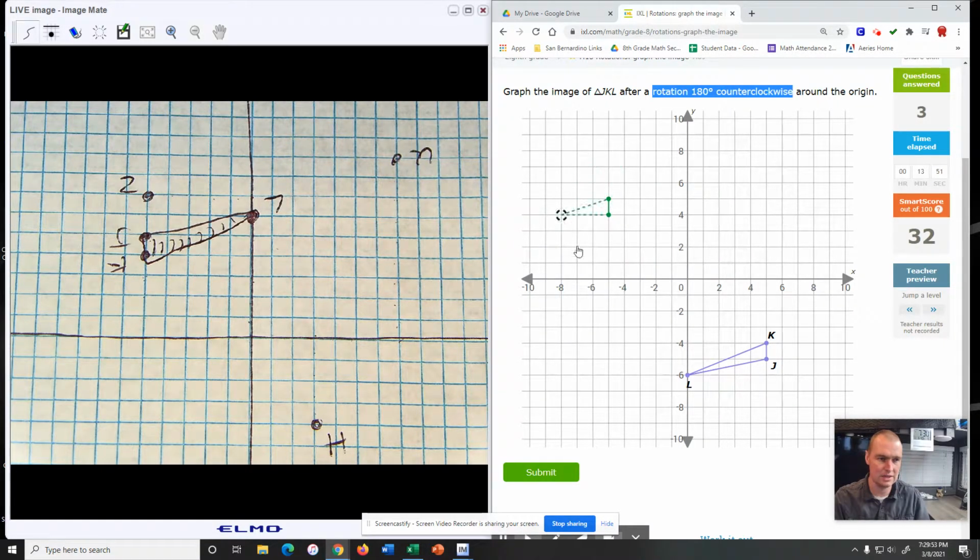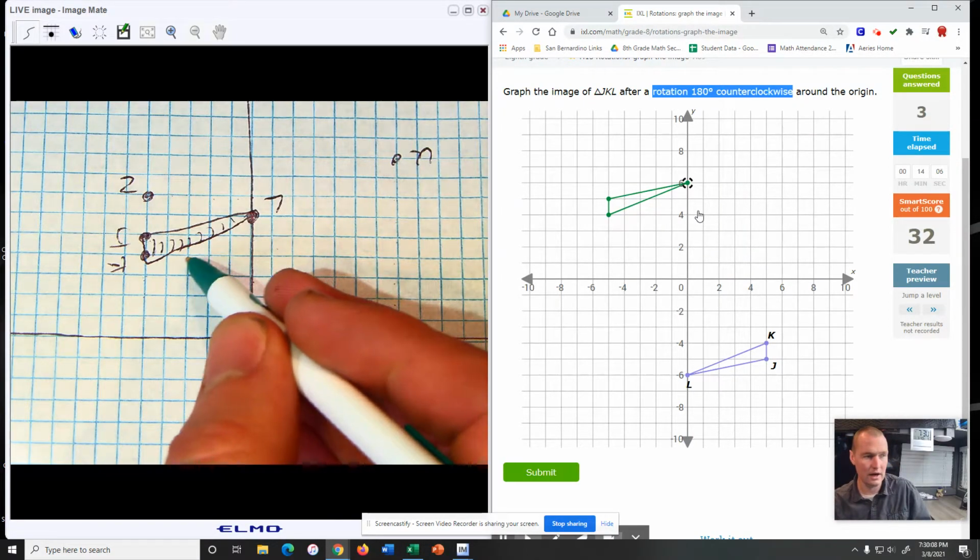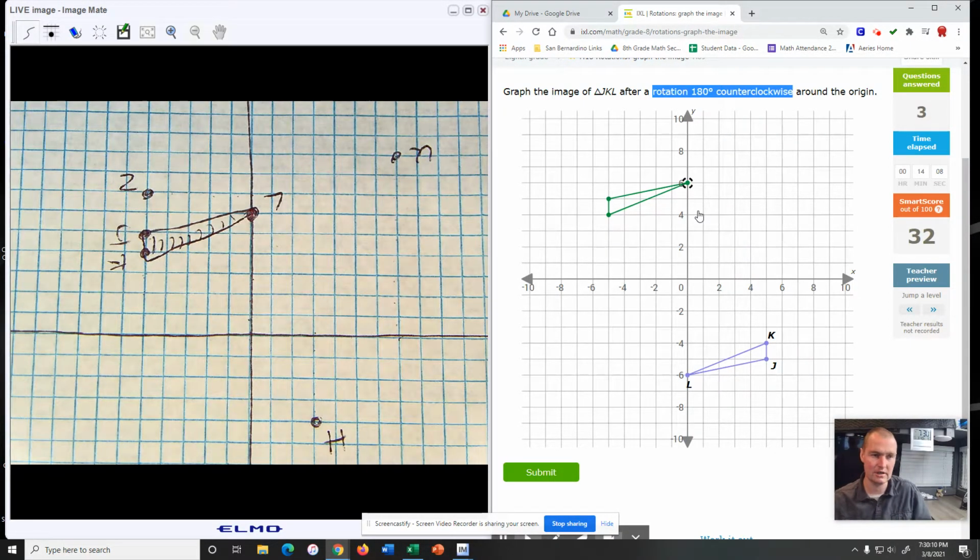Okay, notice that the line's attached. Don't let it bother you. It is dotted because it's not permanent yet. So only when they're solid you can't move it. Here we go. Up 6, 1, 2, 3, 4, 5, and 6. And there we go. There's our rotation. Notice again, the object on our graph paper should match exactly your IXL.